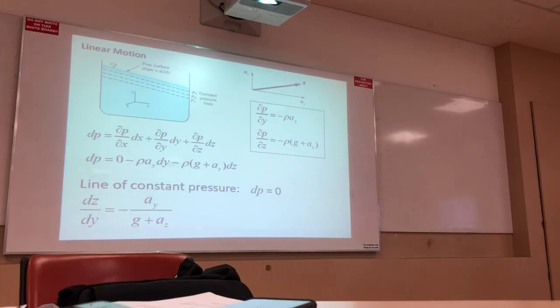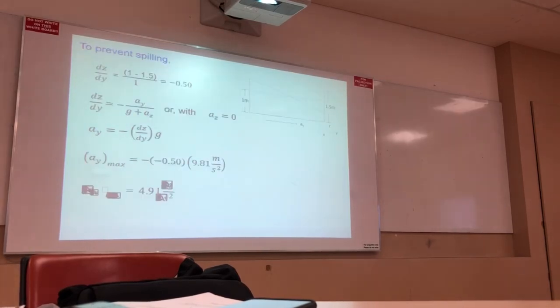Alright? So now I show you the solution. This is the solution. You can take a picture if you want. The reason: the line of constant pressure, so dP is 0. dz by dy, ay, g plus az. So this one is cancelled. Then I can find the same thing. dz by dy is minus 0.5. Ay is this value. The answer is 2.91 meters per second squared.